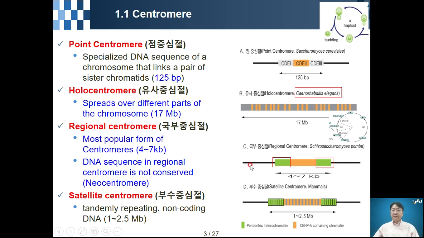This is a little bit different from the regional centromere. In the regional centromere, CENPA can bind to all of this inside region. But in the statewide centromere, CENPA only binds to the tandemly repeating region. So we call it the statewide centromere.